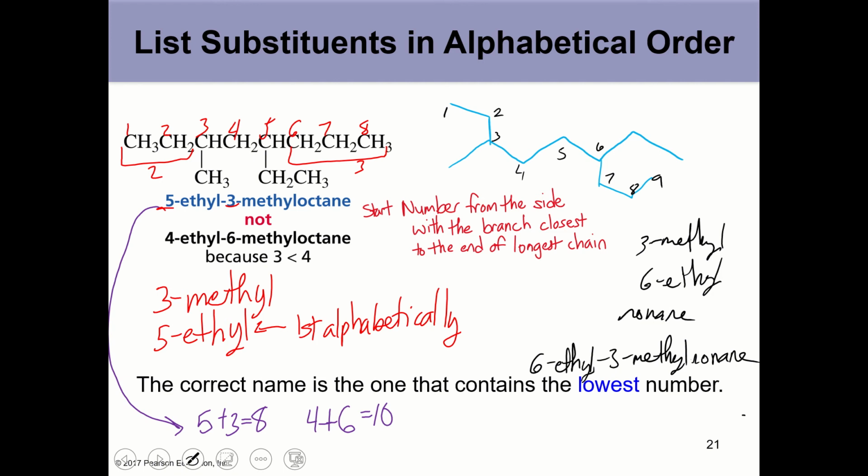So we have 5 plus 3 is equal to 8, which is less than 4 plus 6 equal to 10. So 5 and 3 must be the correct numbers for labeling the molecule.